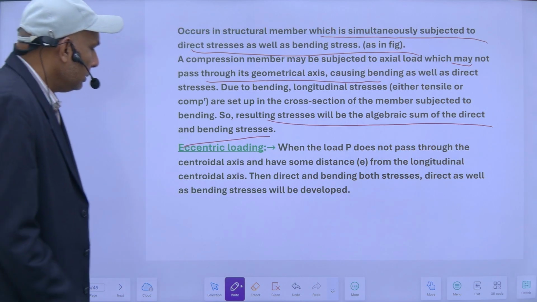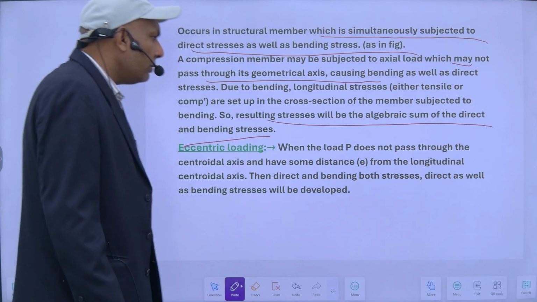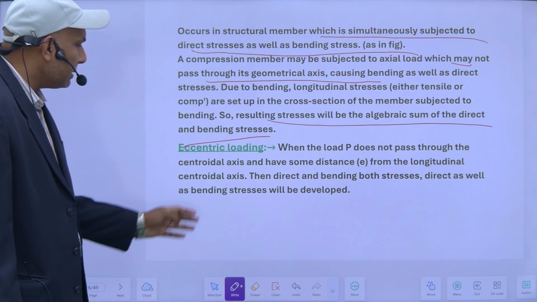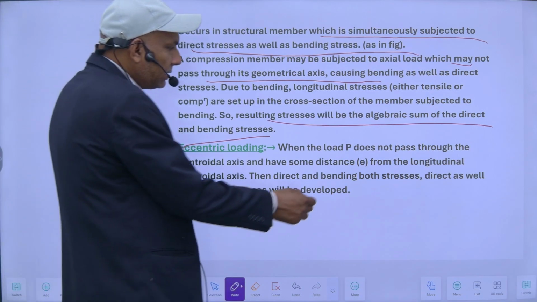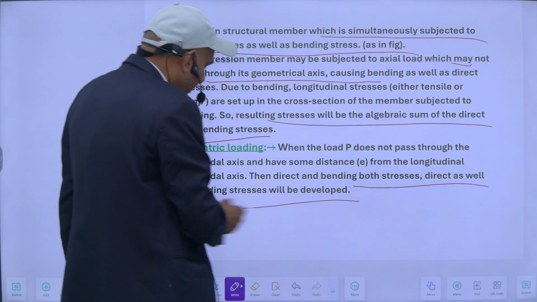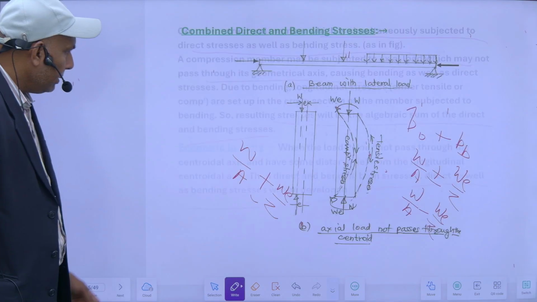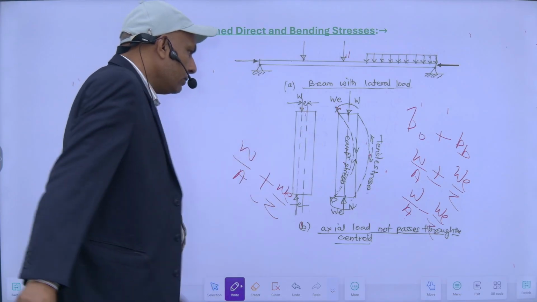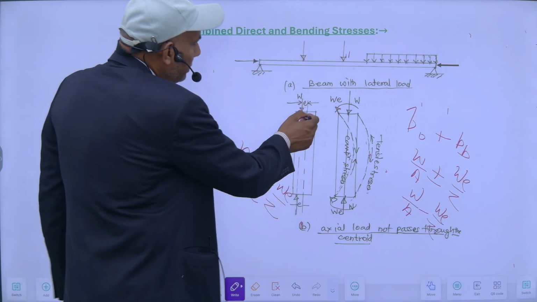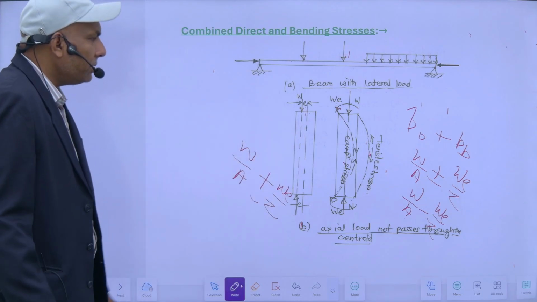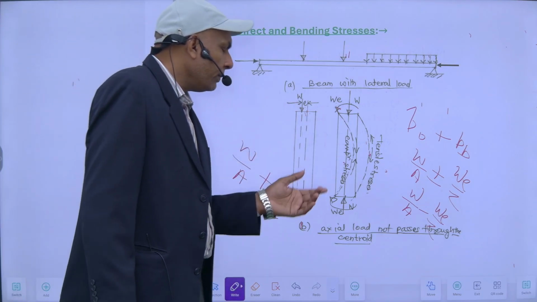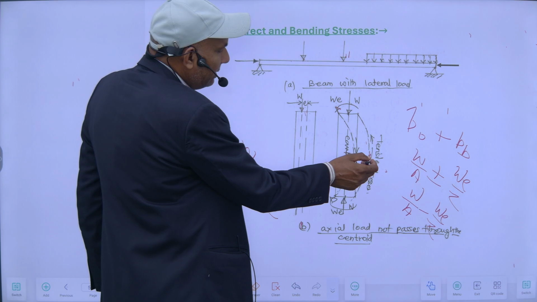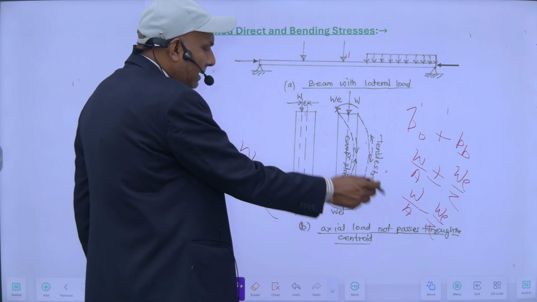So this is eccentric loading. When the load does not pass through the centroidal axis and has some distance e from the longitudinal centroidal axis, then the direct and bending stresses both will be developed. That's what I have explained here. Here the load is not passing through the centroidal axis, it is acting somewhere here. So there is some eccentricity, and as a result of the eccentricity, a moment is there, and it creates longitudinal bending stresses. So that will be tensile and compressive in nature.